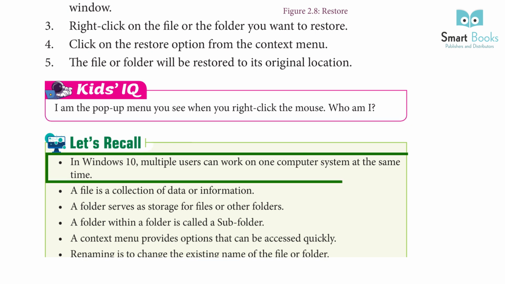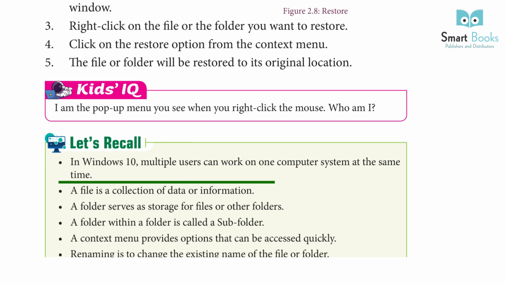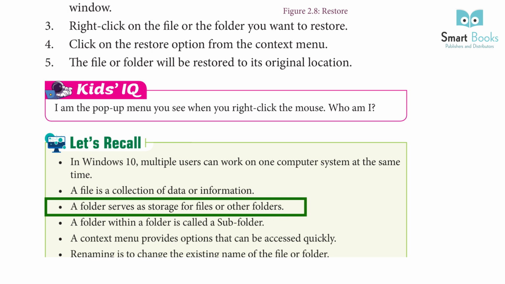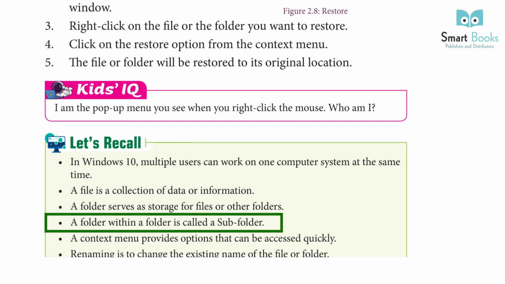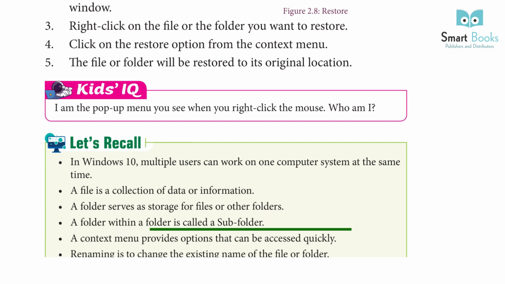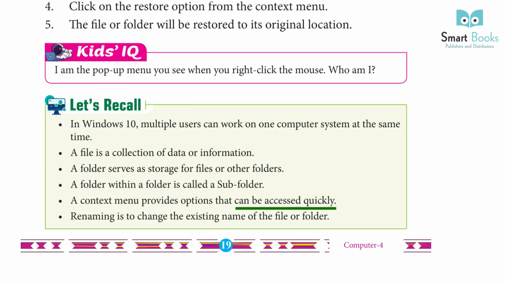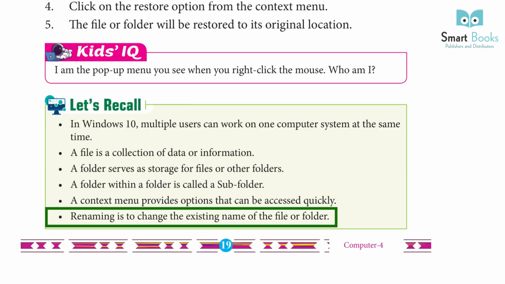Let's recall. In Windows 10, multiple users can work on one computer system at the same time. A file is a collection of data or information. A folder serves as storage for files and other folders. A folder within a folder is called a subfolder. A context menu provides options that can be accessed quickly. Renaming is to change the existing name of the file or folder.